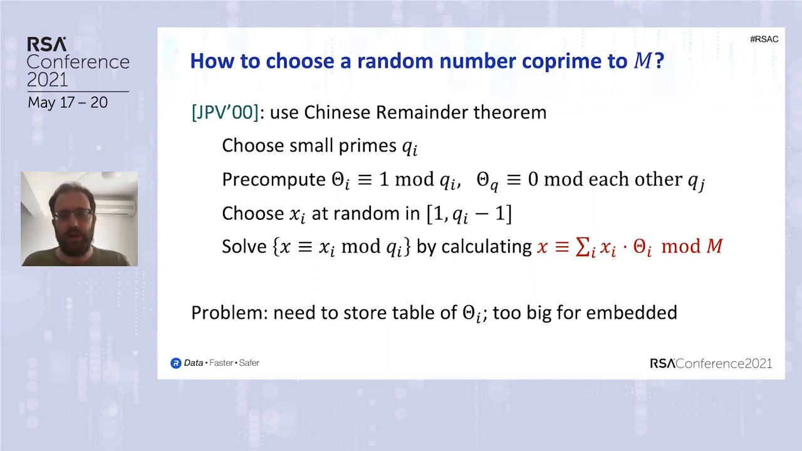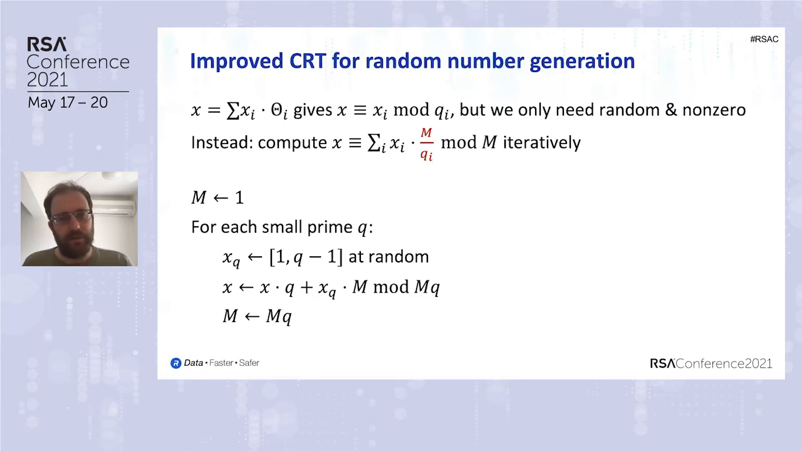So you would do this by calculating the sum of Xi times theta i, where theta i is a pre-computed value that's one mod Qi and zero mod the other ones. The problem with this is you need maybe 100 of these theta i's, and they're kind of big. And so at least on a smart card or small embedded device, you're not going to be able to afford the storage for them.